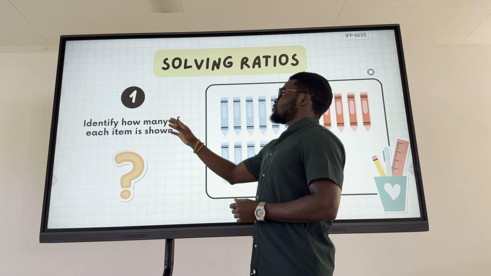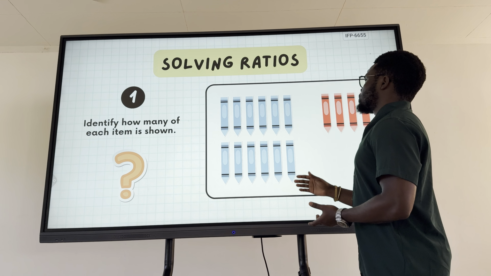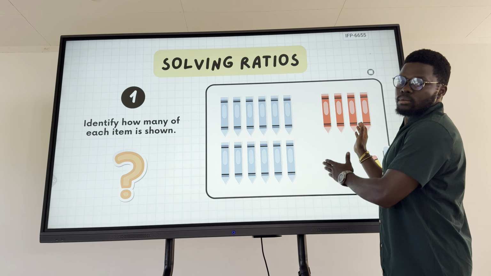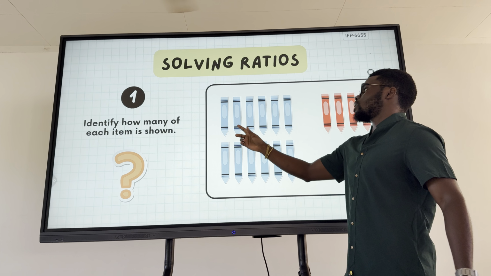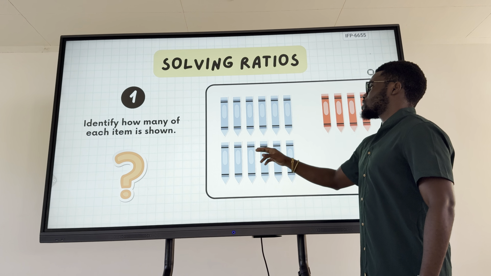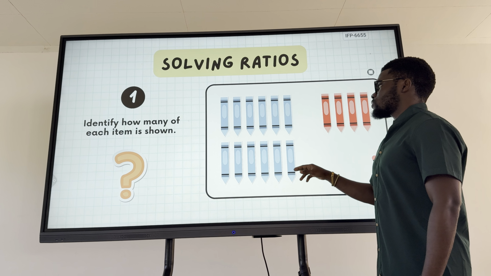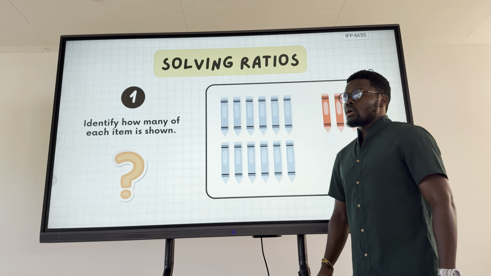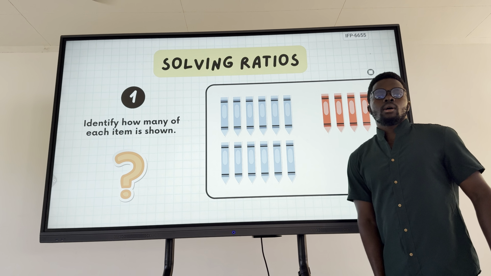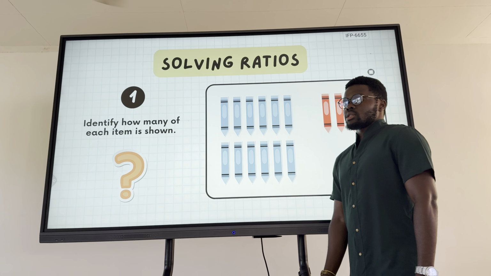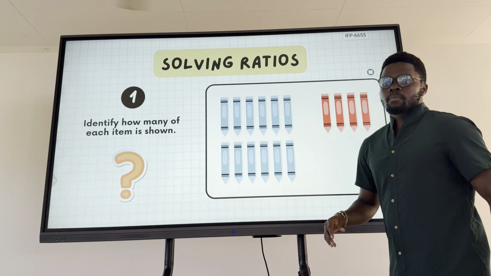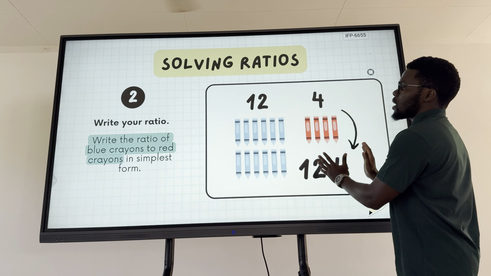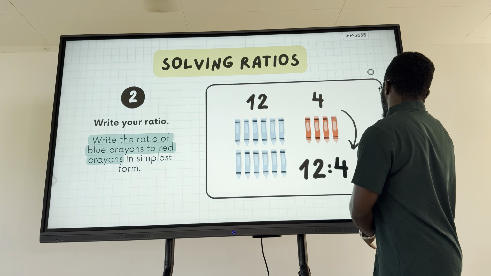So we're going to identify how many of each item is shown. So how many crayons do you see of these colors right here? So we shall count together 1, 2, 3, 4, 5, 6, 7, 8, 9, 10, 11, 12. Okay, we have 12 crayons that are blue, and then this time we have 4 red crayons. I think this is red or pink or whatever. So these are 12 and these are 4, and this is how we write a ratio, 12 to 4.